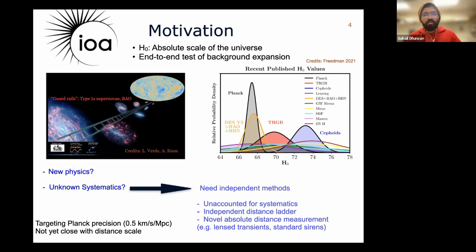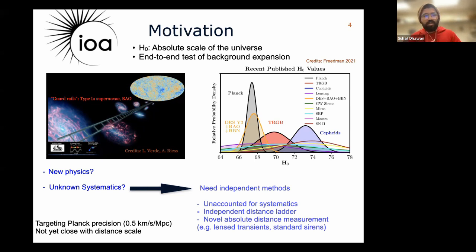Now, this can be pointing towards very exciting and exotic new physics. Could be early universe changes like additional relativistic species of neutrinos, or some sort of late time physics. I'll talk briefly about that in the coming slides and some recent work that we have done. Or it could be some sort of new astrophysical systematics that we have not considered.